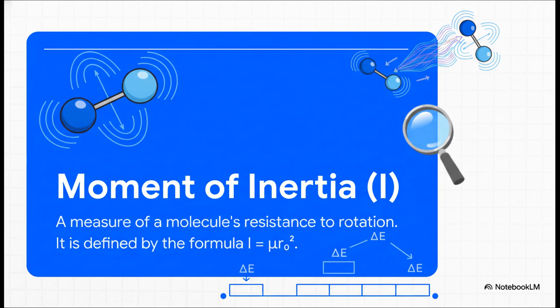So a key property of this spinning dumbbell is its moment of inertia, which we symbolize with an I. Really, this is just a measure of how hard it is to get the molecule to rotate. And if you look at the formula, you can see it depends on the masses of the atoms and, most importantly, the distance between them. That R value, that's the bond length we're trying to find.